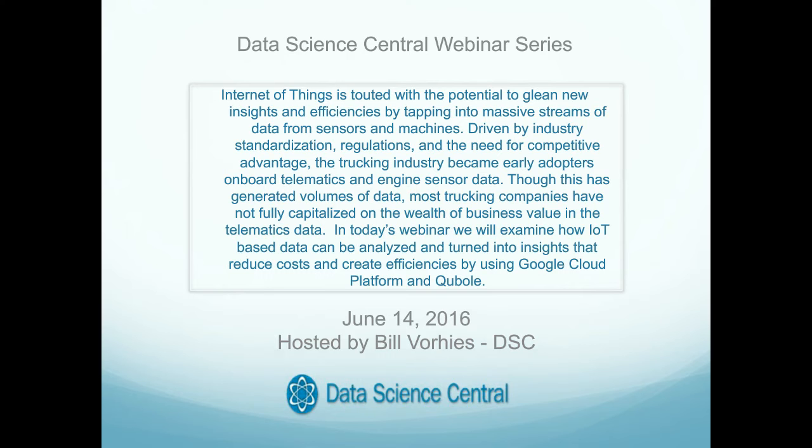The Internet of Things is touted with the potential to glean new insights and efficiencies by tapping into massive streams of data from sensors and machines. Driven by industry standardization, regulation, and the need for competitive advantage, the trucking industry became early adopters in onboard telematics and engine sensor data. Though this has generated volumes of data, most trucking companies have not fully capitalized on the wealth of business value in telematics data. This webinar will look at a case study that examines how IoT-based data can be analyzed and turned into insights that reduce cost and create operational efficiencies across the business using Google Platform and Qubole.